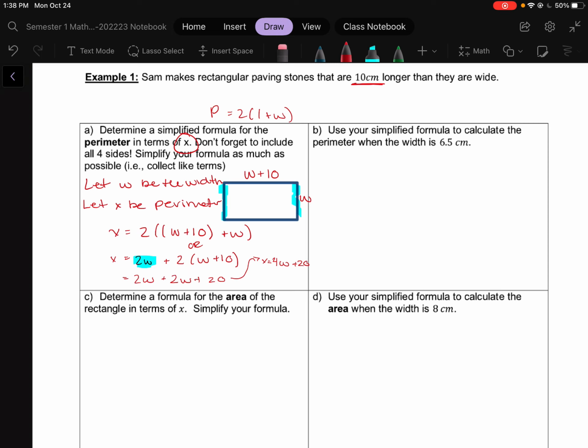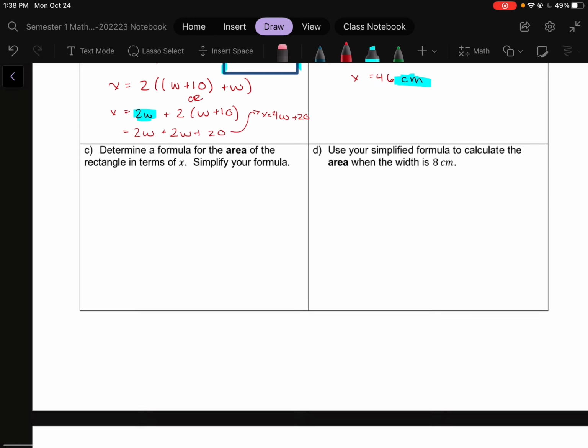Now it says for B, use your simplified formula to calculate the perimeter when the width is 6.5 centimeters. So given this information, we're just going to literally plug it back in. So we had our equation, which is X equals 4W plus 20. And then we're just going to plug in our W. So always keep it in bracket, 6.5, plus 20. So 4 times 6.5 is 26 plus 20. So therefore, X is going to be equal to 46 centimeters. Do not forget this unit. I don't know why I didn't click it. This unit is so important, so do not forget it.